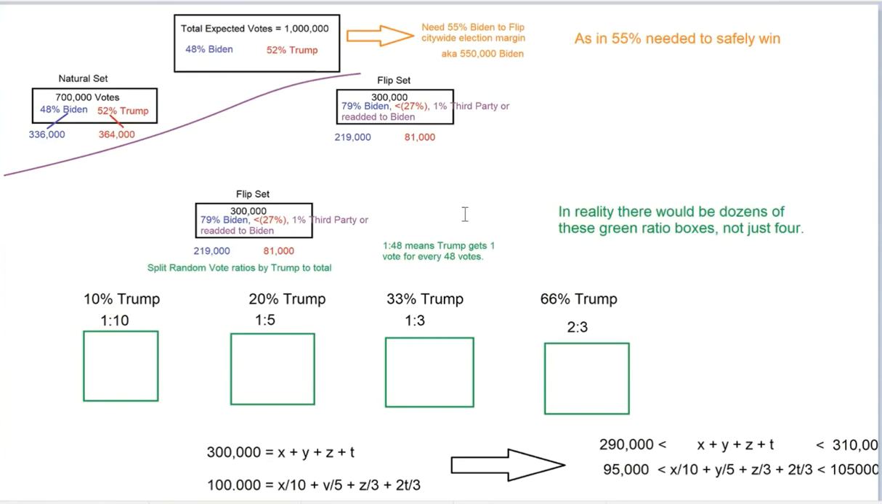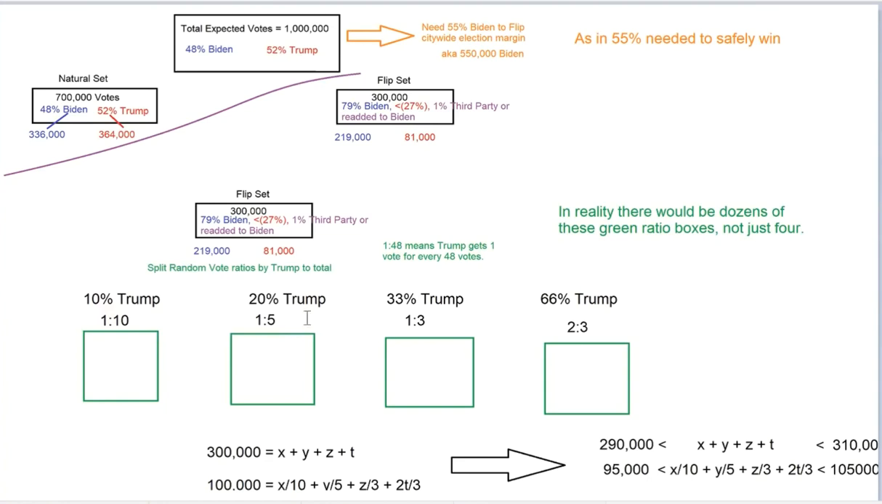So they create virtual precincts that exist in the cloud, so to speak. They don't exist physically. And these virtual precincts are set up at different numbers and different percentages. This virtual precinct, I call it a ratio box, will flip votes at 1 to 10. So Trump will only get 1 vote and Biden will get 9.